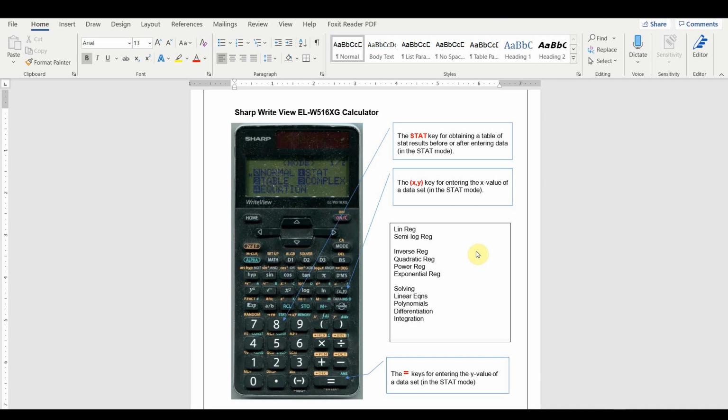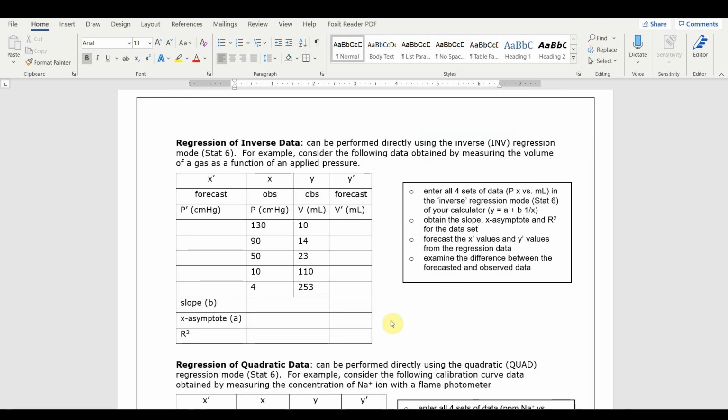Let's start by looking at page 242 in the notes. This is page 242. I have a data set that describes the relationship between pressure and volume of a gas. We know this follows Boyle's law for ideal gases, and it should be inversely related. So I'd like you to enter this data into the inverse regression mode of your calculator, and that'll be STAT 6 mode.